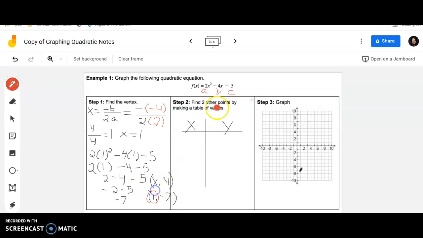this 1. And we can either add 1 to it, or we can add 2 or 3. I'm going to say let's go 2 values to the right and 2 values to the left. So if I do 1 plus 2, I'm going to get 3. And then if I do 1 minus 2, I'm going to get negative 1.